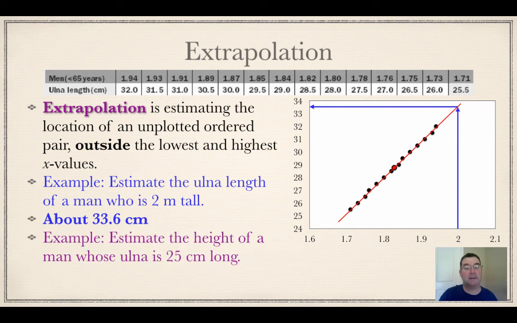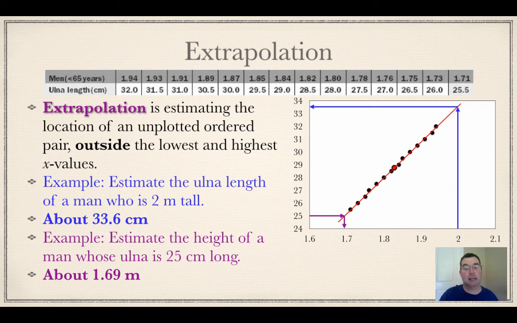And then reverse that if I wanted to know the height of a man whose ulna was 25 centimeters long. That 25 is much lower than the ulna length that I've measured. So I find 25 on the y-axis, follow that over to the graph, follow that down to the x-axis, and I get about 1.69 meters tall.